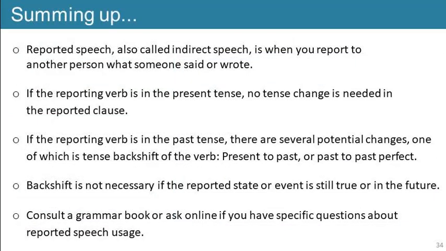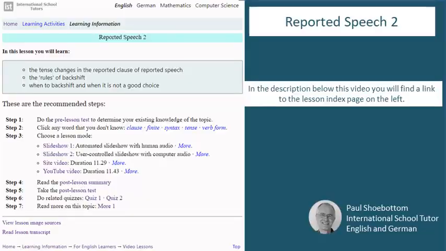Okay, we've come to the end of this lesson on Backshift in reported speech. Here is the important information in summary. In the description below this video, you will find a link to the lesson index page shown on the left. As you can see, there are 4 ways to access the content, as well as a glossary and links to quizzes and more information on the topic.